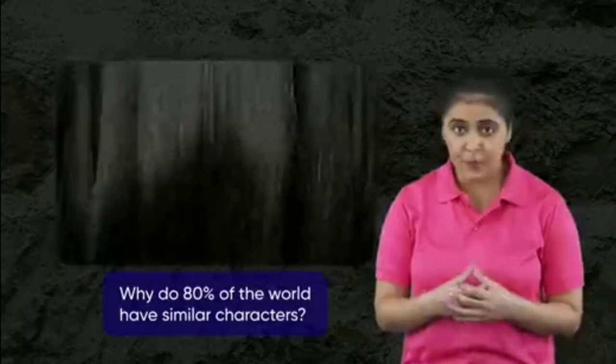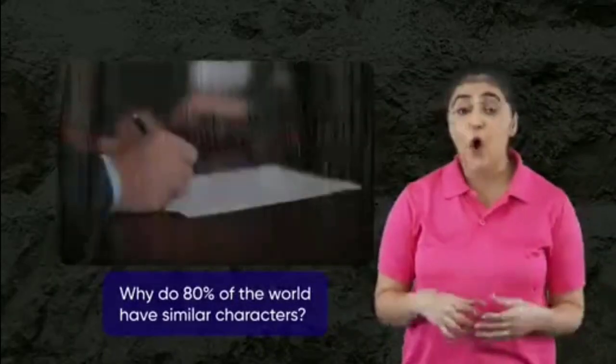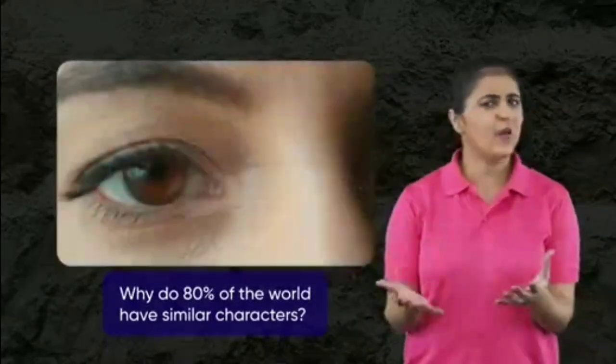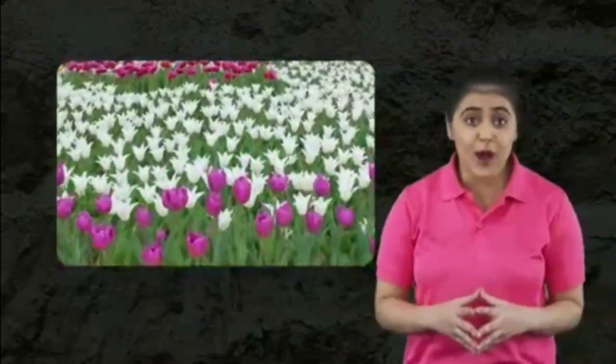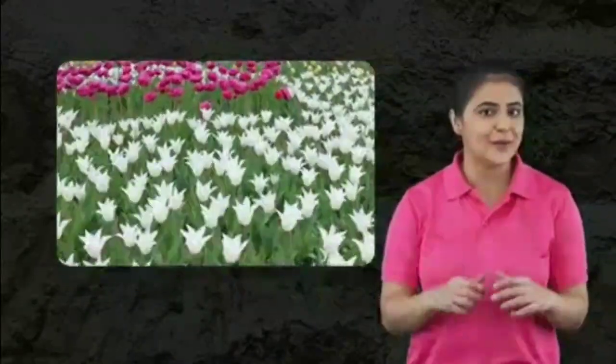Have you ever wondered why 80% of the world population has black hair, or is right-handed, or has brown eyes? Well, the answer to all these questions lies inside monohybrid cross. Let's learn what a monohybrid cross means in this video.